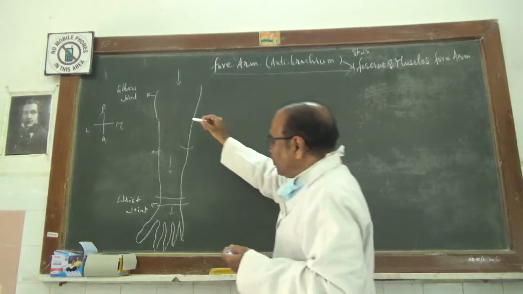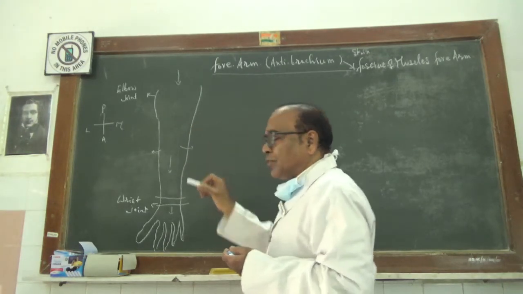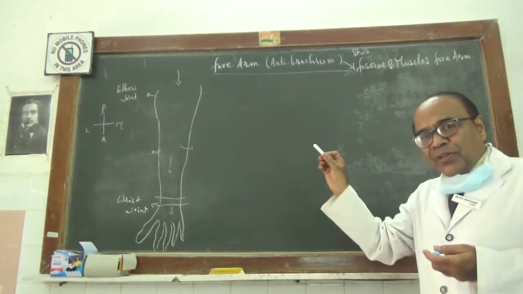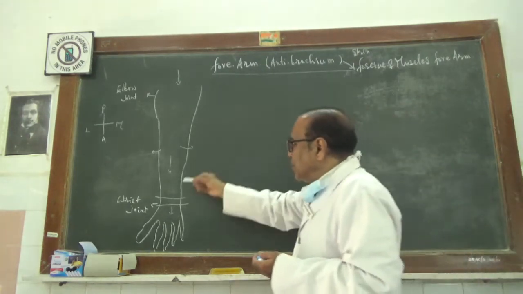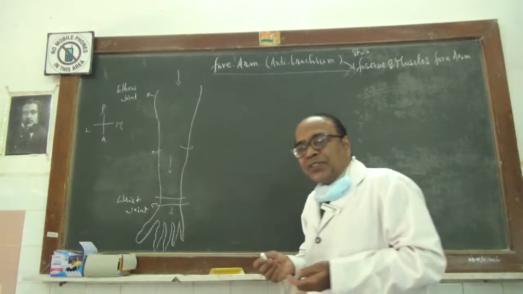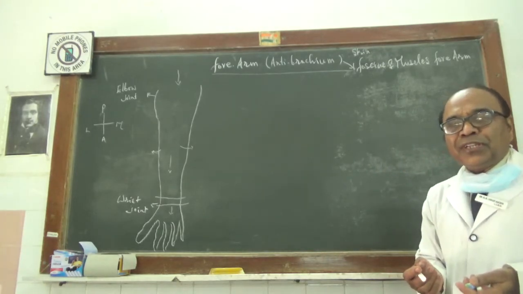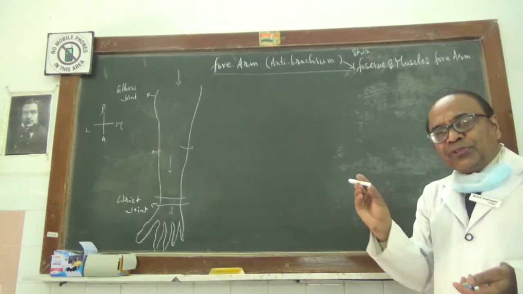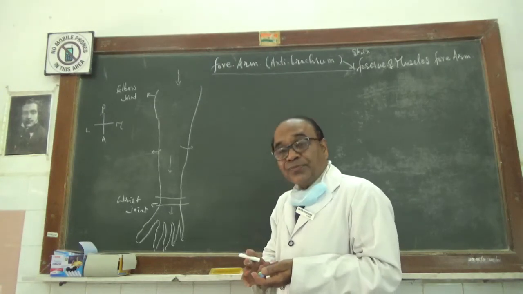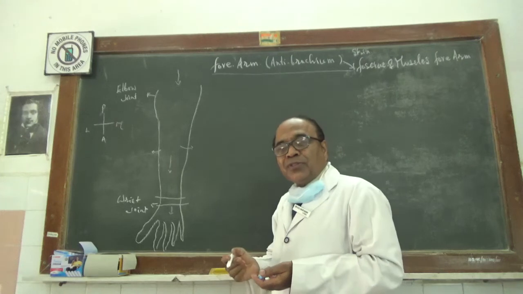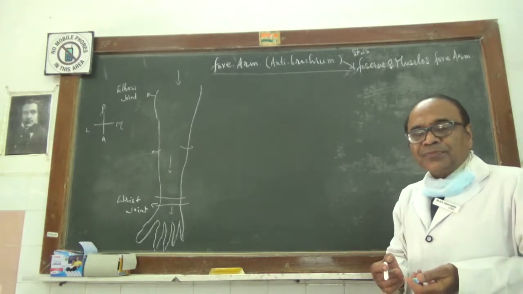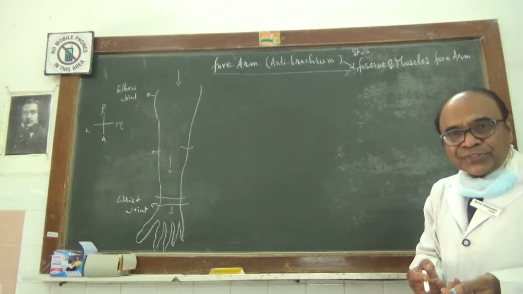Now the skin of the front of the forearm and the skin of the medial aspect of the forearm is always smooth, because in the space between the superficial fascia and the deep fascia, a wide amount of fat is deposited, so the skin is smooth. The skin of the front and medial aspect of the forearm is always shiny and smooth, because it is devoid of hairs.